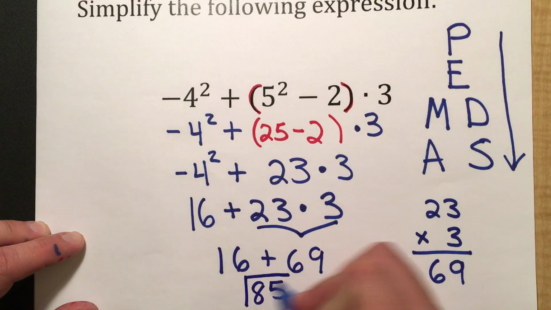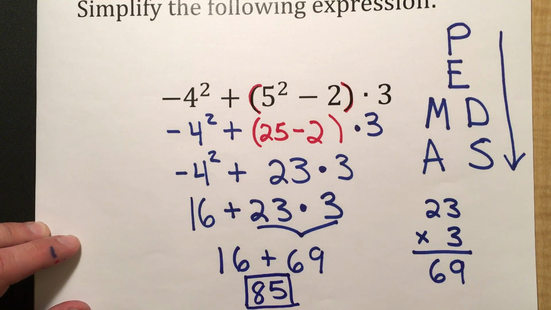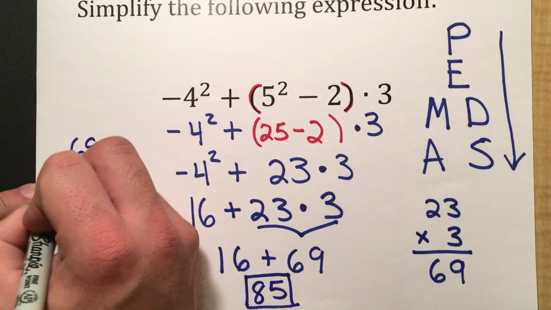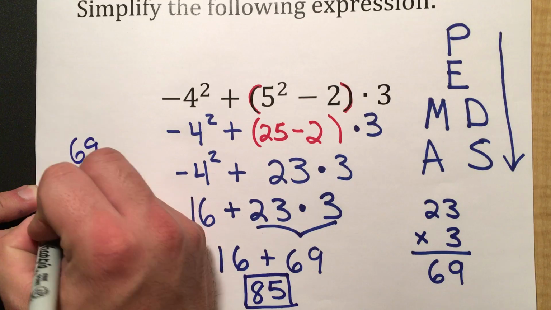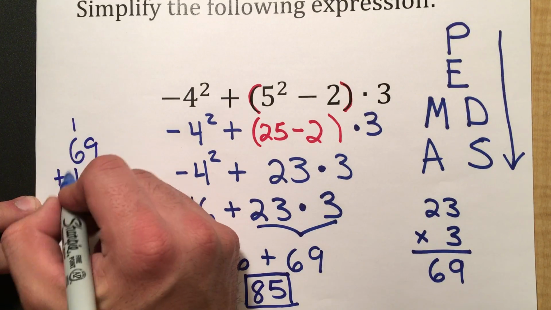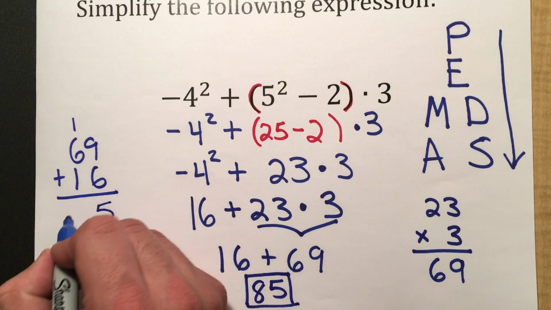That is our answer here. Let me just go ahead and add that for you over here on the side. So we have 69 plus 16. 9 plus 6 is 15. Carry that 1 over. Then 6 plus 1 is 7, plus 1, that's 8. 85.